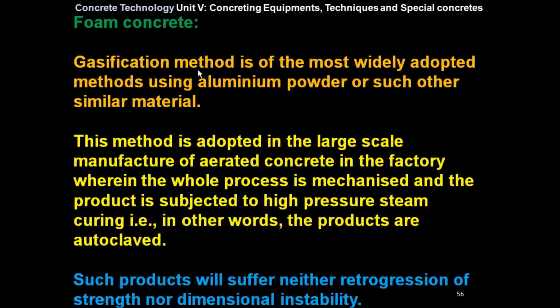Gasification method is one of the most widely adopted methods using aluminum powder or such other similar material. This method is adopted in the large-scale manufacture of aerated concrete in the factory, wherein the whole process is mechanized and the product is subjected to high pressure steam curing, that is, in other words, the products are autoclaved. Such products will suffer neither retrogression of strength nor dimensional instability.